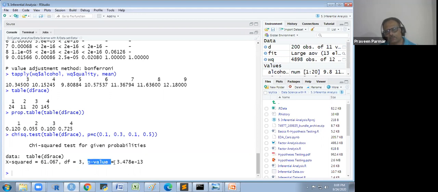And the p-value is very low, which is negligible. So there is a significant difference. There is a significant difference in these two distributions, the actual and the probability distribution. Does that make sense to everyone?